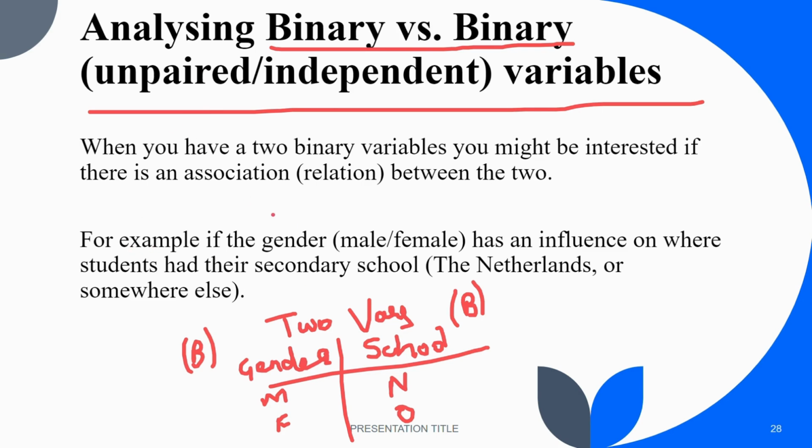So here the question that we want to solve using data science is, does the gender of the person influence the location of the school? So does being male mean that the student will go to Netherlands, and does being female mean that the student will go to other countries? Or is there no such relationship or influence between gender and school?